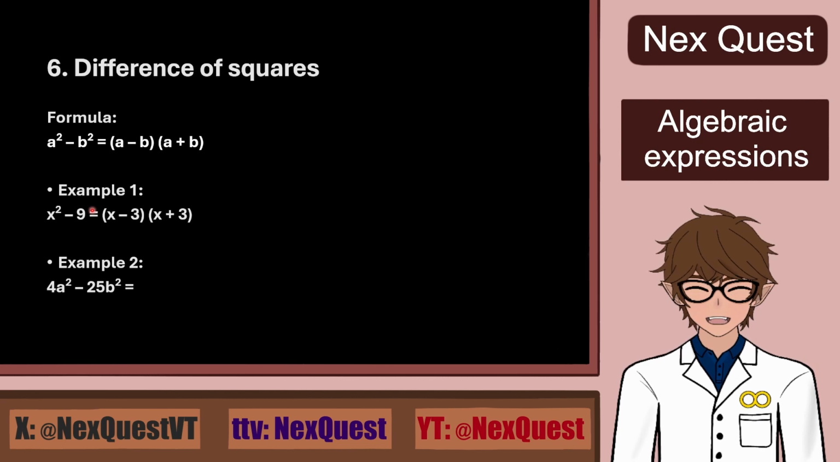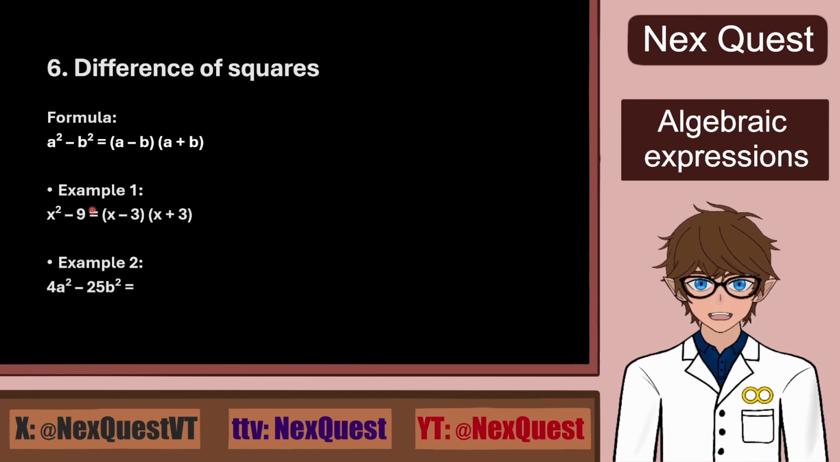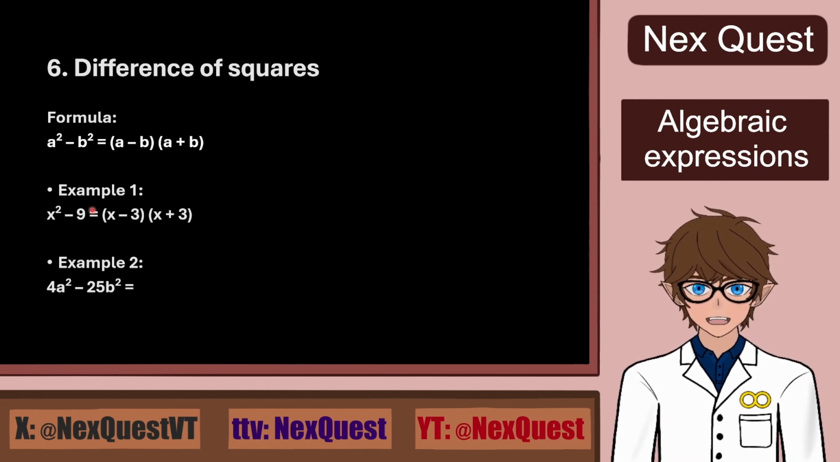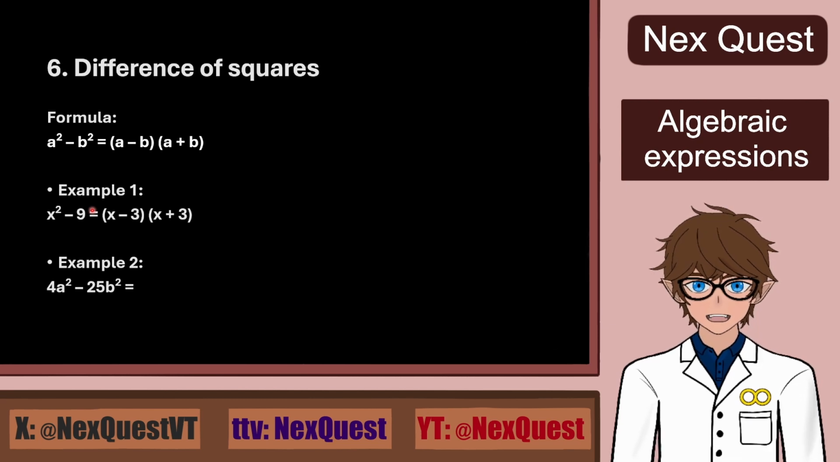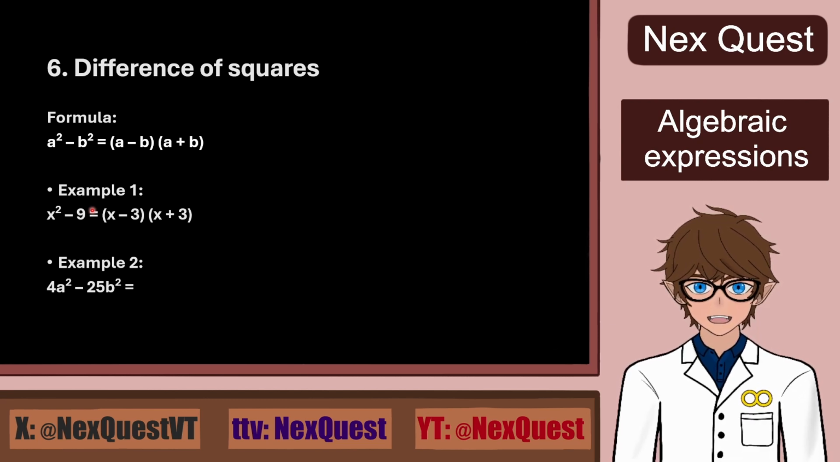Now for the second example, slightly more complicated, but not really that hard at all. We have 4a squared minus 25b squared. These are big numbers, however, if we know that 4 is the square of 2 and 25 is the square of 5, we can simply solve this as 2a minus 5b and 2a plus 5b.